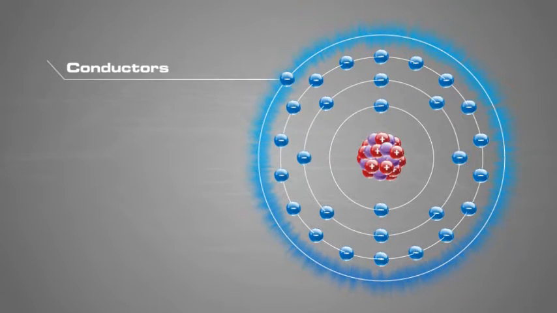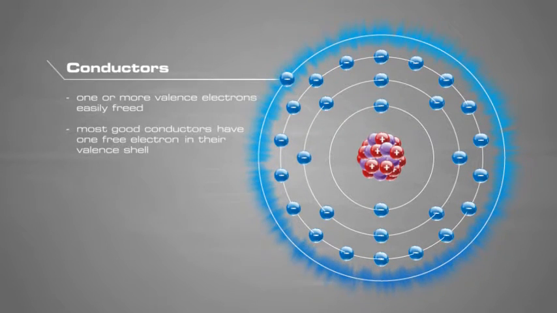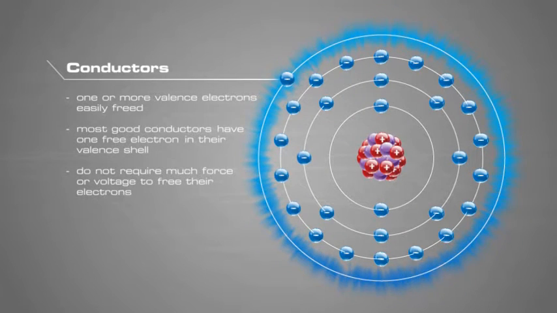It's the valence shell electrons of any element that are crucial for current flow. A material is an electrical conductor when one or more of its valence electrons can be easily freed. Most good conductors have one free electron in their valence shells. Good conductors do not require much force or voltage to free their electrons, thus propagating the flow of energy.